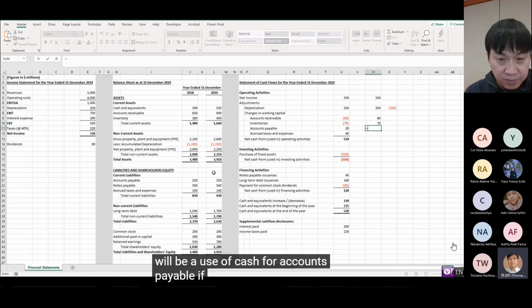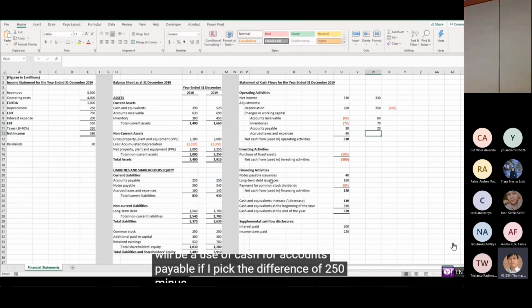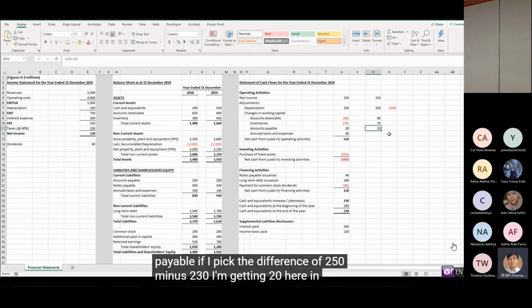For accounts payable, if I take the difference of 250 minus 230, I'm getting 20 here. In other words, you are delaying payment to the suppliers. You are owing the suppliers another $20 million. So that is a source of cash or cash inflow.